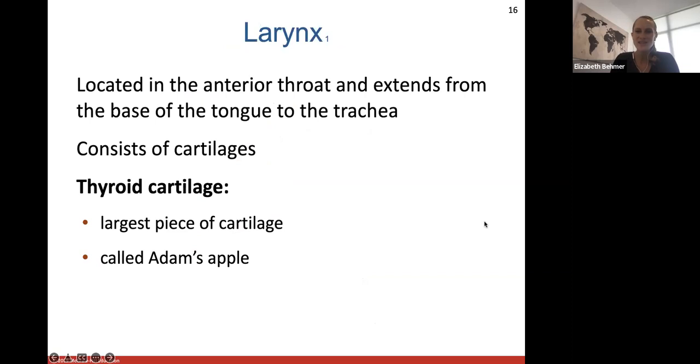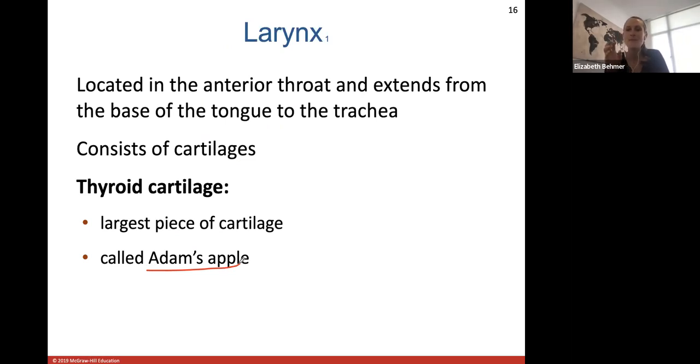So the larynx is also known as your voice box. It's located in the anterior throat, and it extends from the base of your tongue to the trachea, and it consists of different cartilage that helps give it support to keep it open and to connect to various ligaments and muscles that surround it. The thyroid cartilage is the largest piece of the cartilage, and this is what we sometimes call your Adam's apple. It's that little pointed portion of the cartilage that you can sometimes see in people's necks.